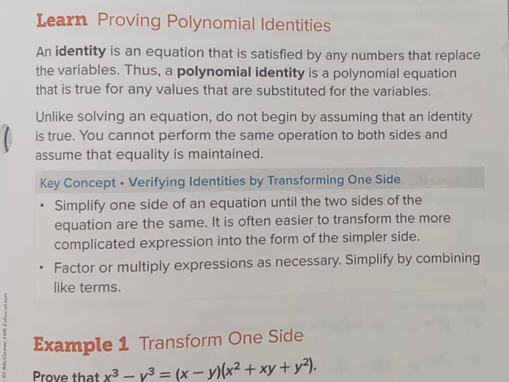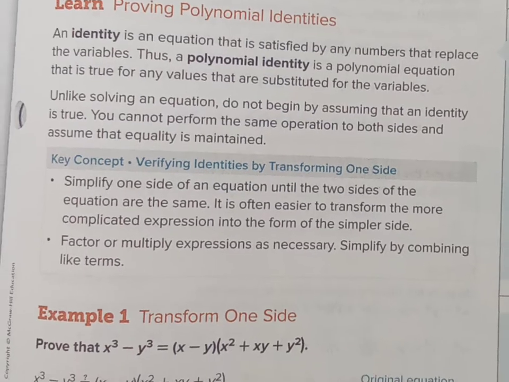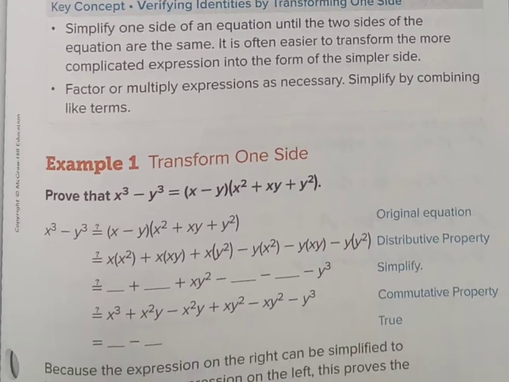Okay, so basically what you want to do, what the suggestion always is, is that you work on the harder looking side first. And you can go and work on the right-hand side, and then you can jump to the left-hand side and work on that, but you can't go back and forth between the two sides. Or you can't use them at the same time. Is that okay? That's what they're saying here. Factor and multiply expressions as necessary.